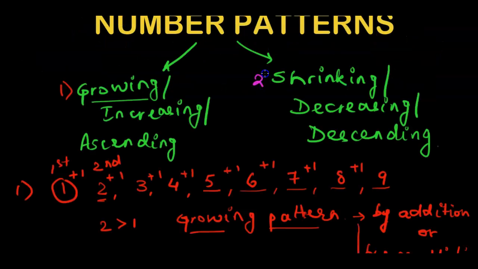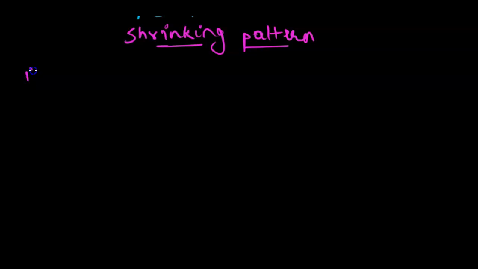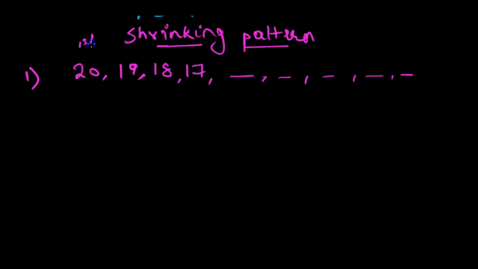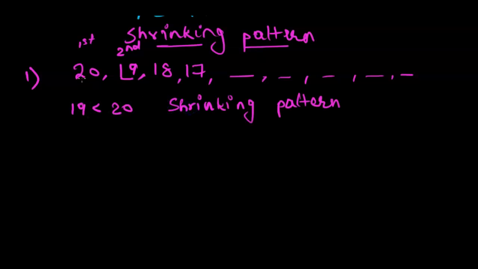Now let's take up an example of a shrinking pattern. Let's say we have 20, 19, 18, 17 and so on. We check that this is the first number, this is the second number, and we see the second number, which is 19, is smaller than 20. That means this is a shrinking pattern. Once we know this is a shrinking pattern, we would have to either subtract or divide.